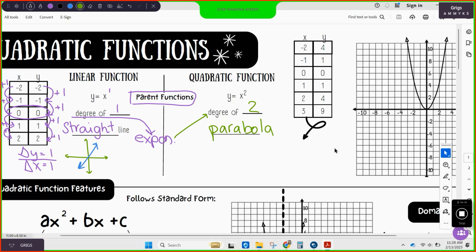We are going to get to polynomials in Paris. I will show that to you in class.